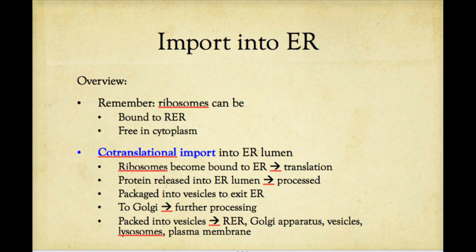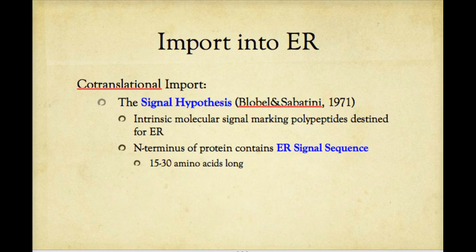It will then get processed, as we've discussed, packaged into vesicles to exit the RER, sent to the Golgi apparatus for further processing, and remember, this is often the addition or modification of carbohydrates. It will then be once again packaged into vesicles and sent to its final destination. So how exactly does the cell get this ribosome to take this translation process and bring it to the RER, and indeed allow the protein to be translated inside the RER?